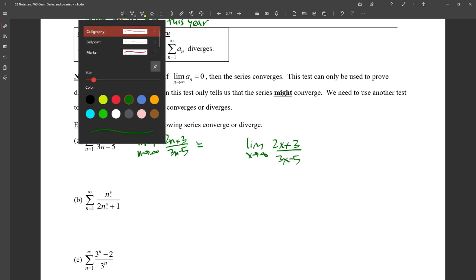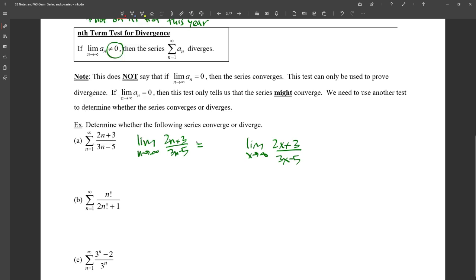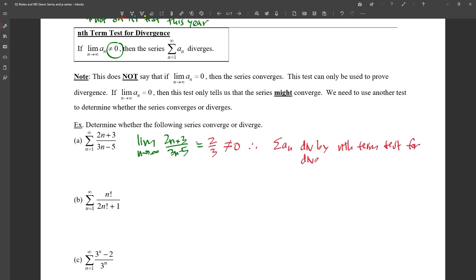So if I look at this, the x's here are the leading terms that have the same power, so the answer is going to be the ratio of the coefficients of the leading terms. So this answer here is 2/3, and I compare 2/3 to 0. 2/3 is not equal to 0. So therefore, I'll say that this series diverges by the nth term test for divergence.